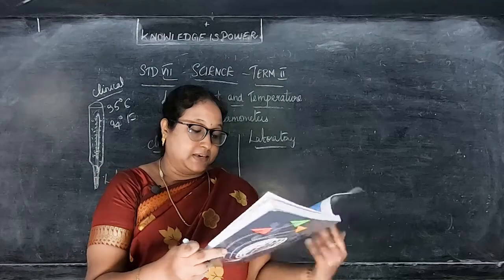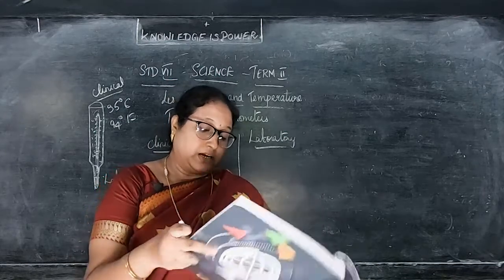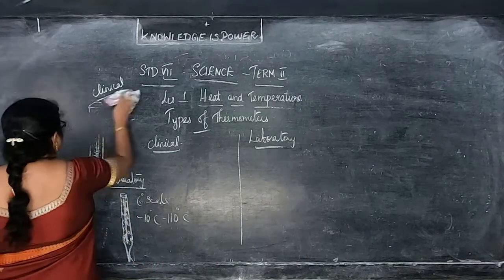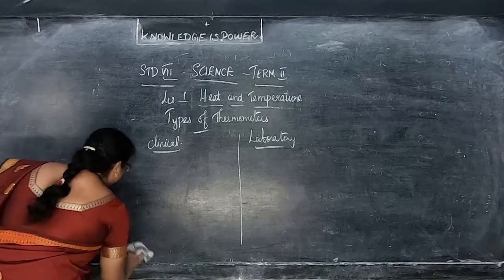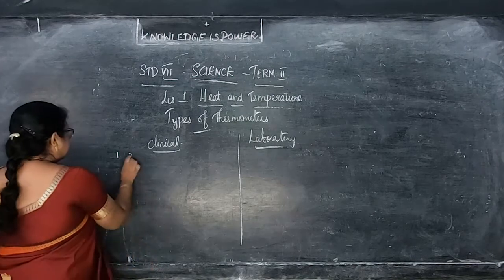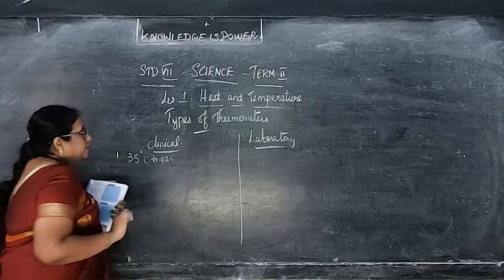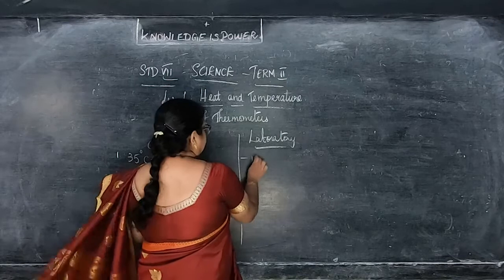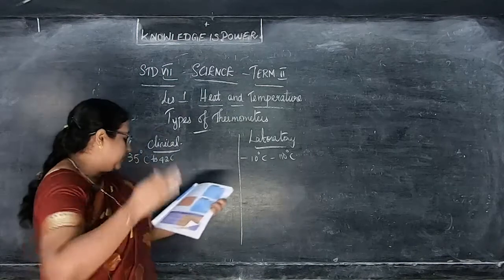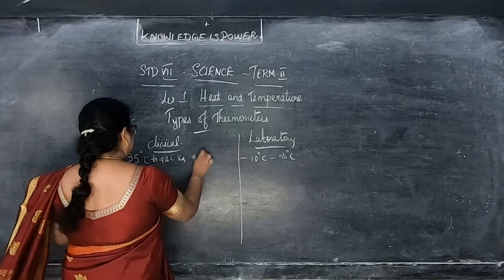Now see, children, the differences are given here between the clinical and laboratory thermometer. I already took both the clinical and the laboratory thermometer, so I think you have understood both. Now we are going to see the differences. First, the clinical thermometer scale is from 35 degrees Celsius to 42 degrees Celsius and from 94 to 108 degrees Fahrenheit, while the laboratory thermometer scale is from minus 10 to 110 degrees Celsius. The clinical thermometer has both Celsius as well as Fahrenheit, but the laboratory thermometer has only Celsius.